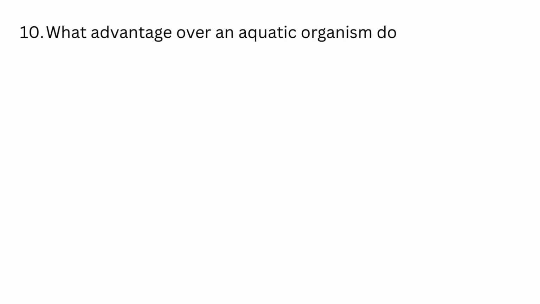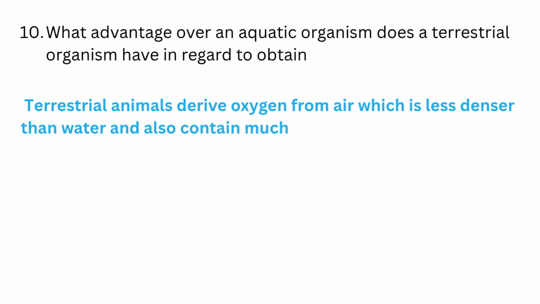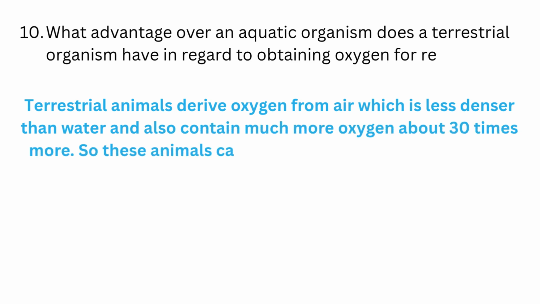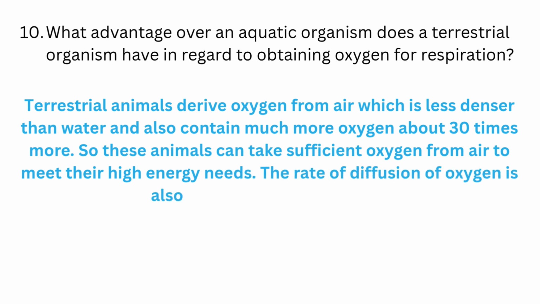What advantage over an aquatic organism does a terrestrial organism have in regard to obtaining oxygen for respiration? Terrestrial animals derive oxygen from air, which is less dense than water and also contains much more oxygen, about 30 times more. So these animals can take sufficient oxygen from air to meet their high requirements.